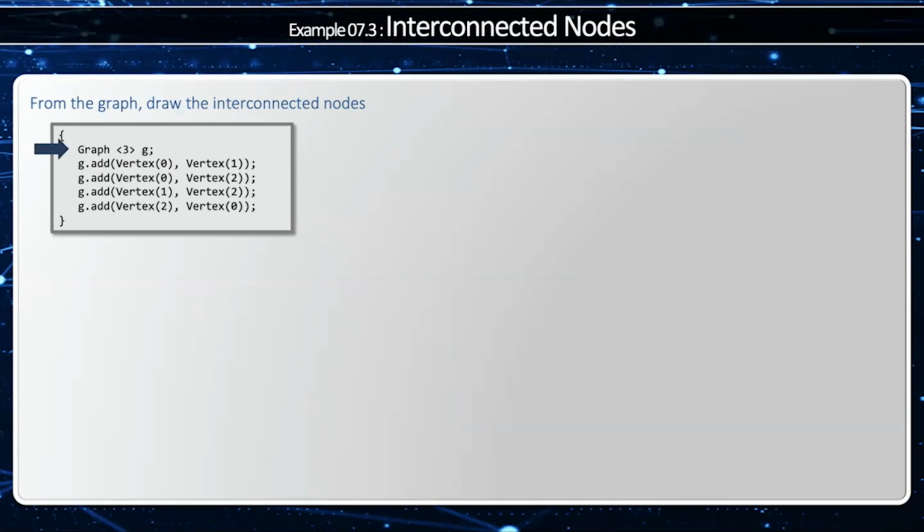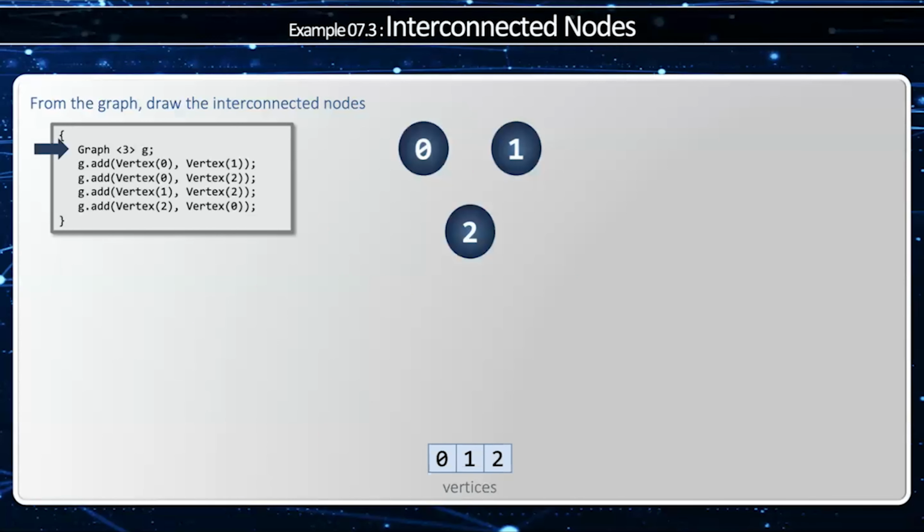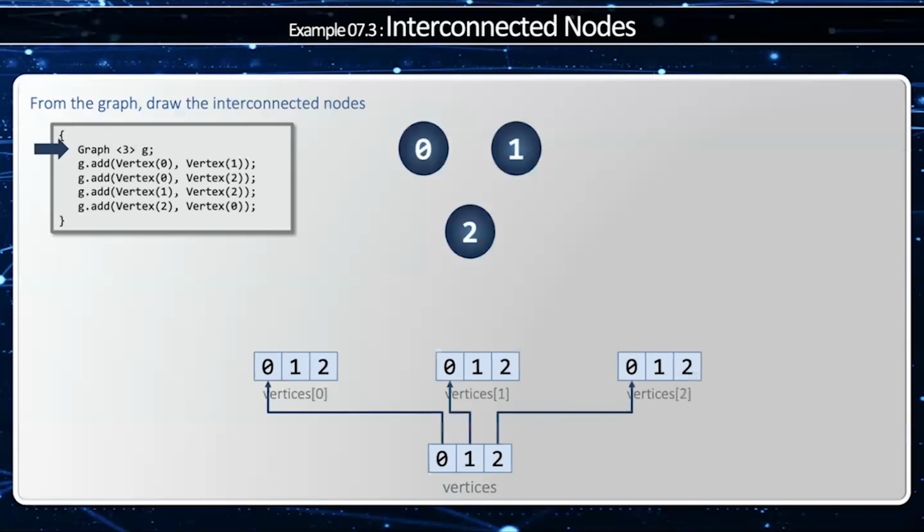Okay, let's take a look here. I have a graph of 3 vertices, 0, 1, and 2. Notice how there are no edges currently. My graph member variable is going to be a vertices array, 0, 1, and 2, and it's going to point to 3 graphical nodes, vertices 0, vertices 1, and vertices 2. Vertices of 0 are going to point to vertices 0 and 1 and 2, and so on. Notice how there are no edges leading out of vertices 0 or vertices 1 or vertices 2.